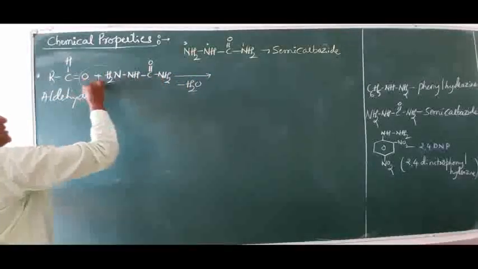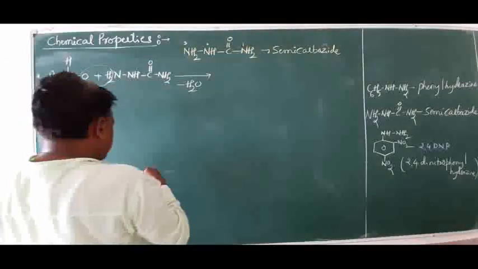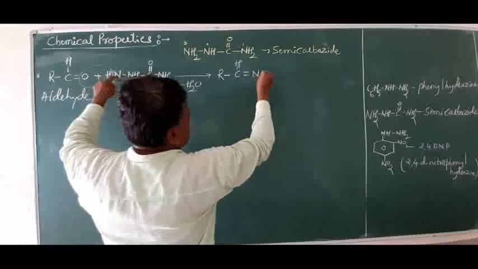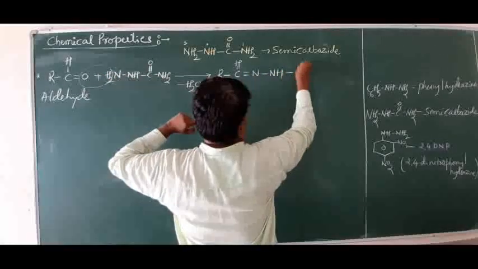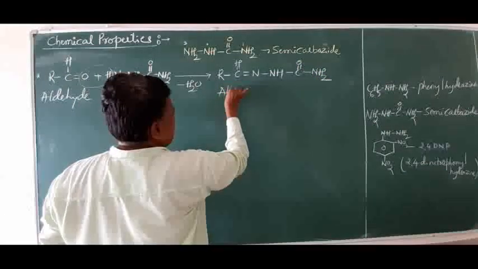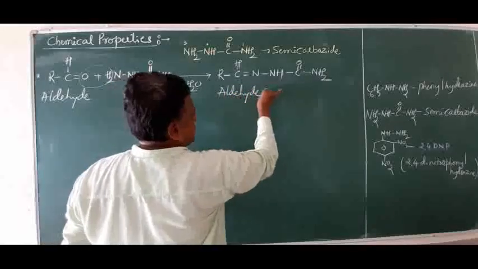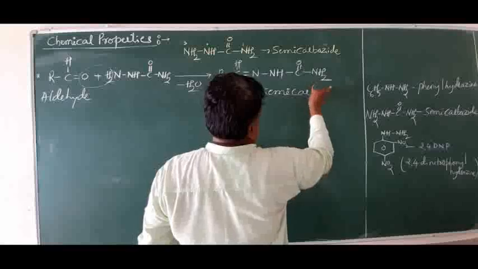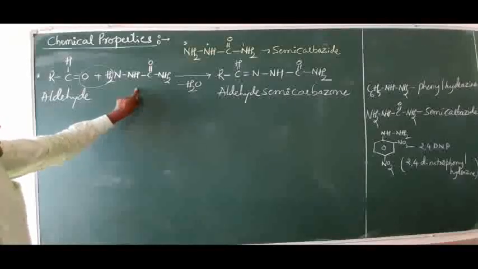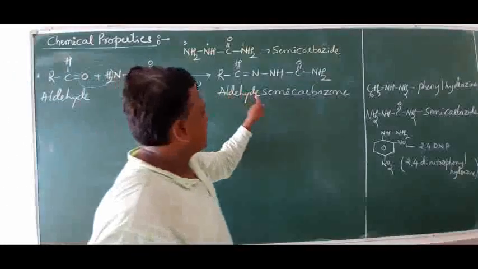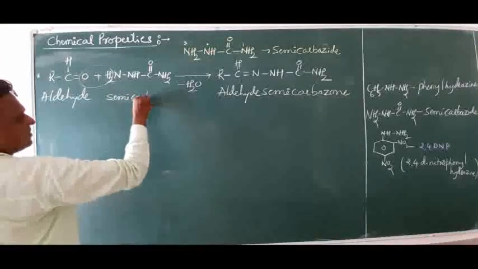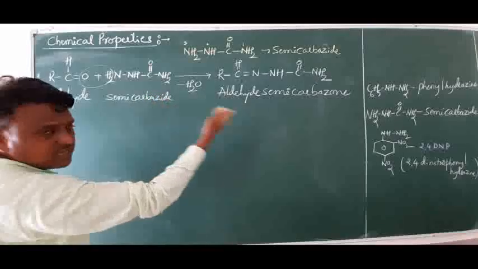This is your loss of water. Once water is lost, the compound formed is RCH=N-NH-C(=O)-NH2. What is the name of the compound? When an aldehyde reacts with semicarbazide, the answer is aldehyde semicarbazone. You can practice with examples.